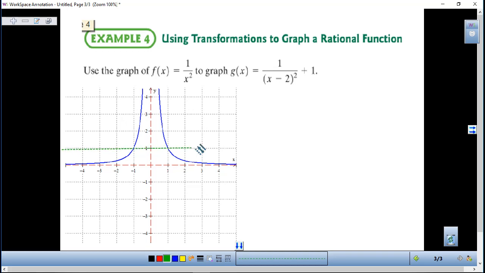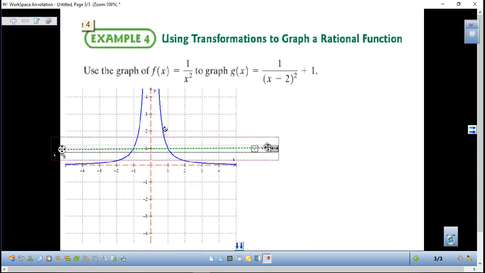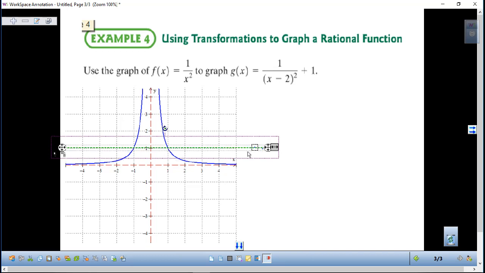I'm going to have a horizontal asymptote that is right there. Actually, that's not exactly right. Let me fix that. There we go. So there's my new horizontal asymptote. And what is the minus 2 going to do?